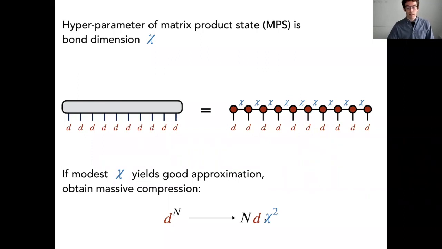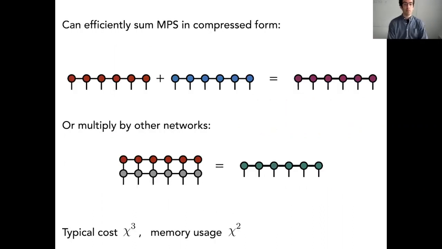But on the right, it's n times d times chi squared. You just have to store a handful of these chi by chi matrices, and there's n of them in general. So that's it. You go from this exponential cost to this very low polynomial cost in terms of memory. And another key point I wanted to make is that there are all these different algorithms you can do once you're working in this compressed form.